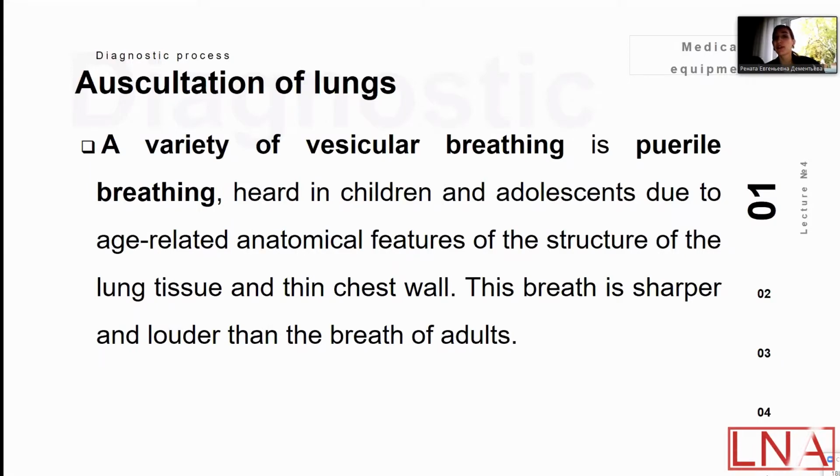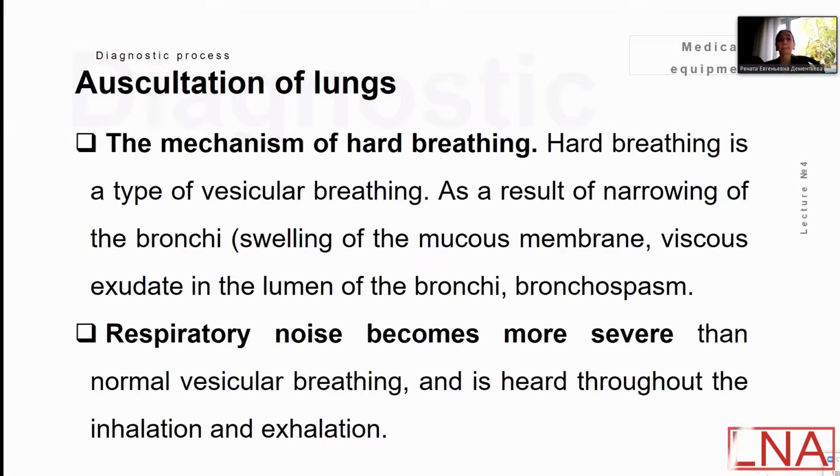About the variety of vesicular breathing, puerile breathing is heard in children and adolescents due to age-related anatomical features of the structure of the lung tissue and the thin chest wall. This breath is sharper and louder than the breath of adults. So this is the first variety of vesicular breathing by quality. Mechanism of formation of hard breathing.